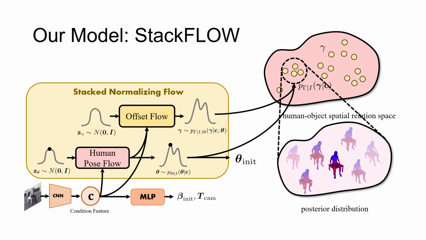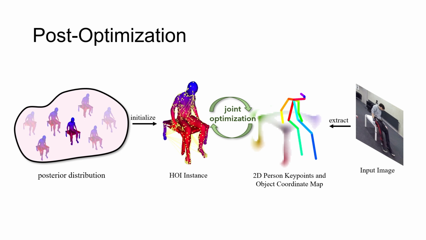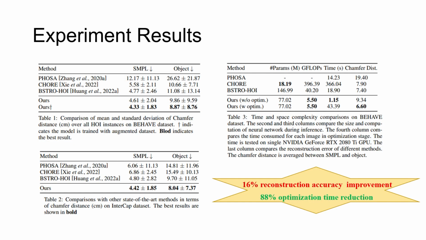StackFLOW gives us a coarse posterior distribution of the input image. To make results aligned well with the input image, we fine-tune the results in a post-optimization stage. Before the post-optimization stage, we use StackFLOW to get the posterior distribution of human-object spatial relation from the input image, and use OpenPose and EPro-PnP to get the 2D keypoints of the person and the 2D-3D coordinate maps of the object. We optimize the pose of human and object by minimizing the 2D-3D reprojection loss and posterior distribution loss using the Adam optimizer. We conduct experiments on two indoor datasets, BEHAVE and InterCap.